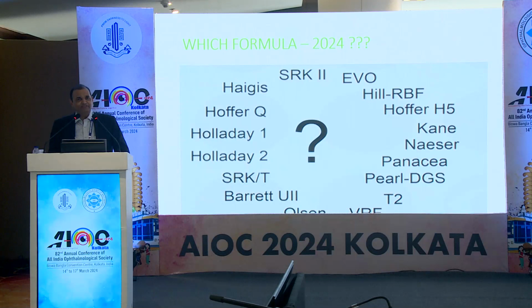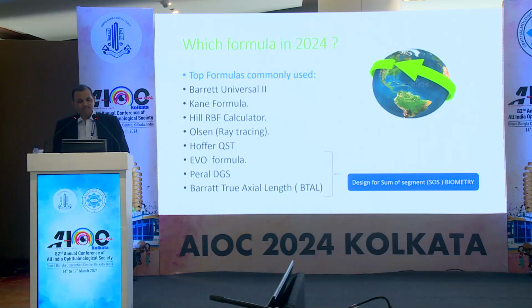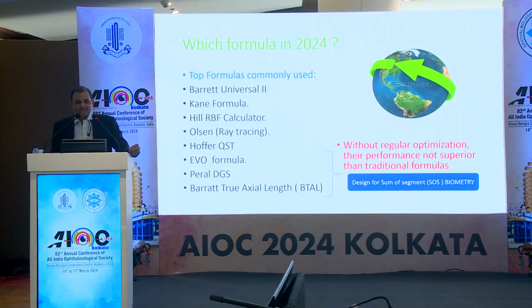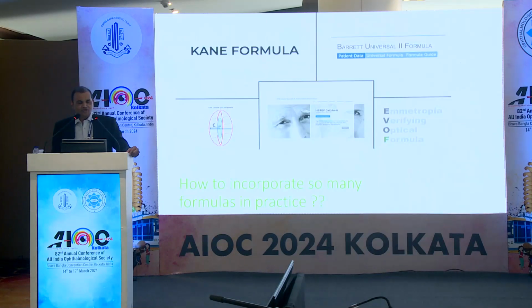Which formula in 2024? So many formulas are there. Around the world, commonly used formulas are Barrett Universal 2, Kane formula, Hill RBF calculator, Olsen, Haigis, and Hoffer QST. Three recently introduced are the EVO formula, Pearl DGS, and Big Bertal formula. The last 3 are designed to suit segment biometry. This is what I had told about before. But the most important part is that without regular optimization, their performance is not superior to the traditional formulas. So practically, how to incorporate this formula in the practice?